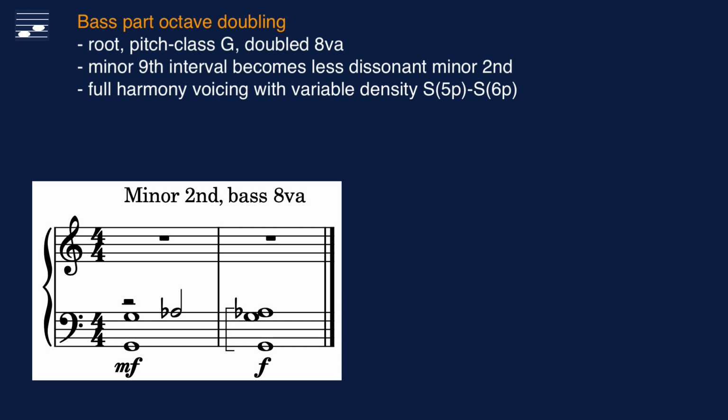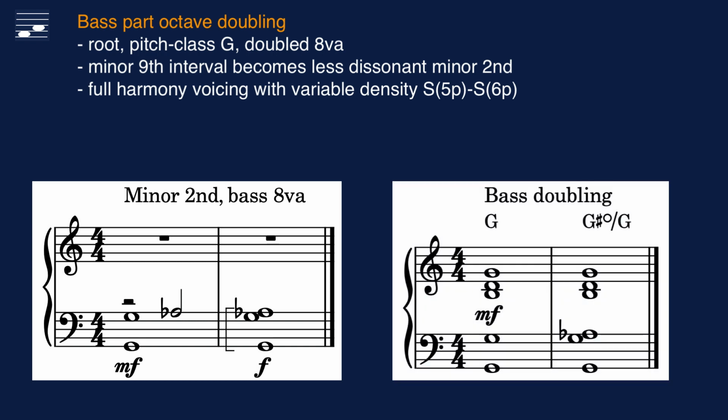Here's the process in staff notation. Root pitch class G is doubled at the higher octave. This closes the gap between the minor 9th to pitch A flat. And now we have obtained a somewhat less dissonant minor 2nd interval. Use this approach in the full harmony and obtain a variable density setting with 6-part voicing of the Eno chord.